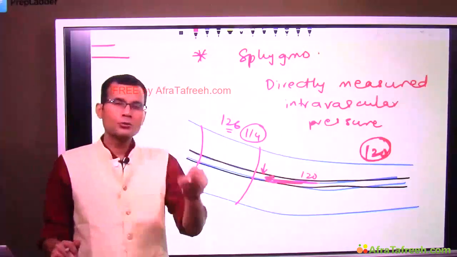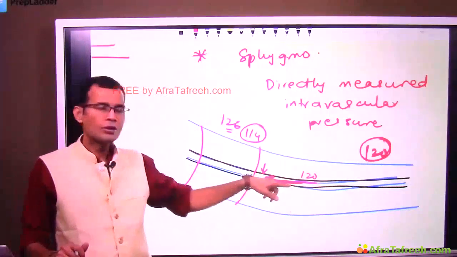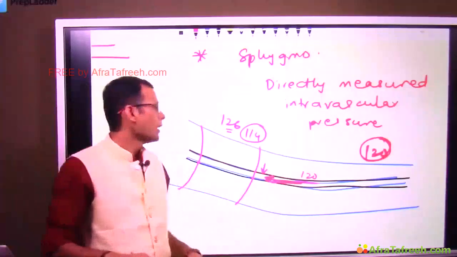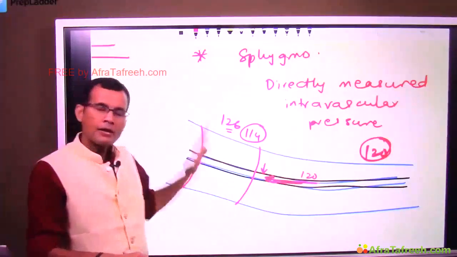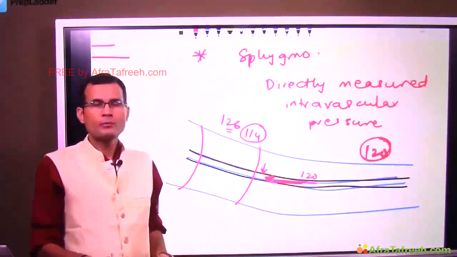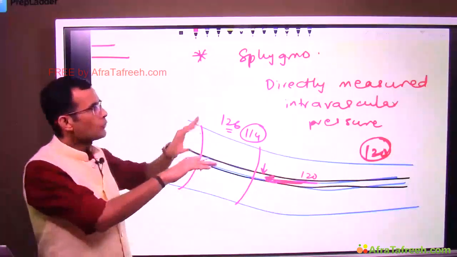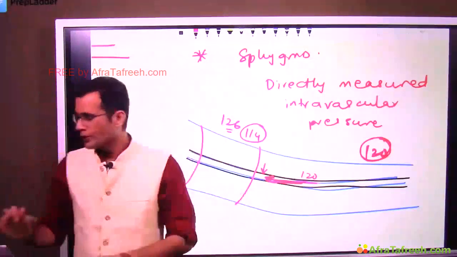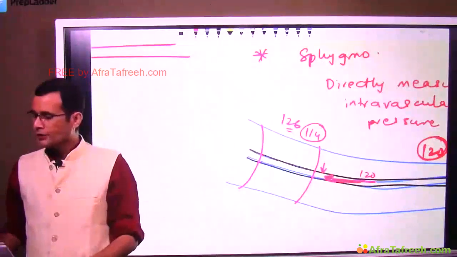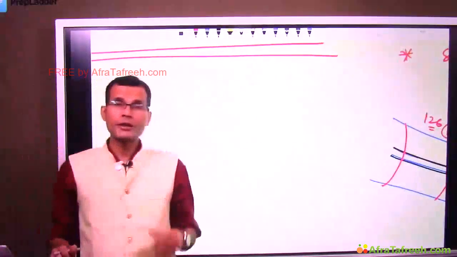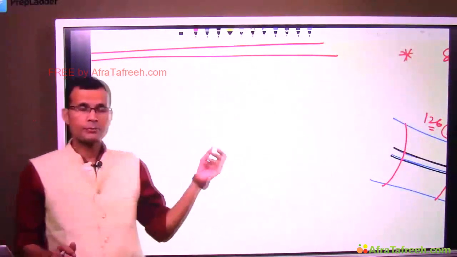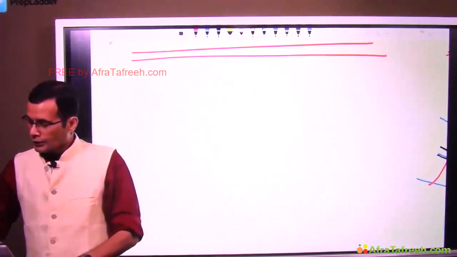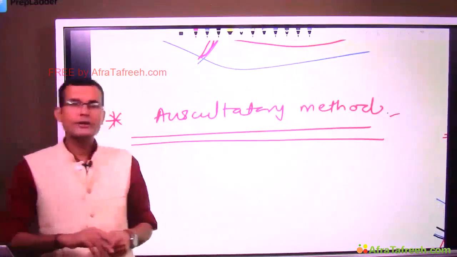Anyways, tissues do not exert pressure on the arteries like that. Arteries are high pressure vessels, tissues cannot compress them, and therefore the first hypothesis is more accurate: if you compare the two methods, sphygmomanometry will give you a higher pressure compared to the directly measured intravascular pressure by the catheter connected to the manometer. Okay, so let's see the auscultatory method.